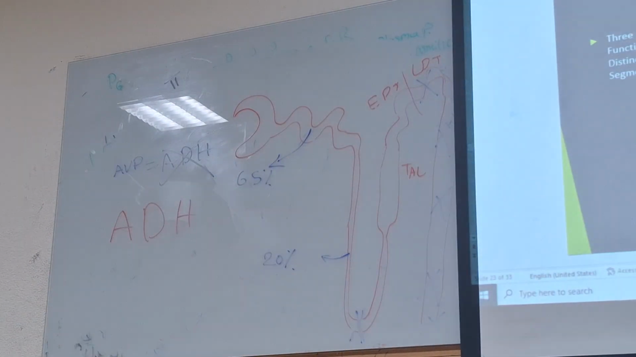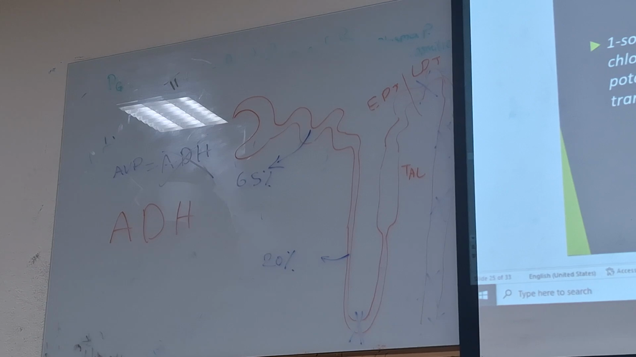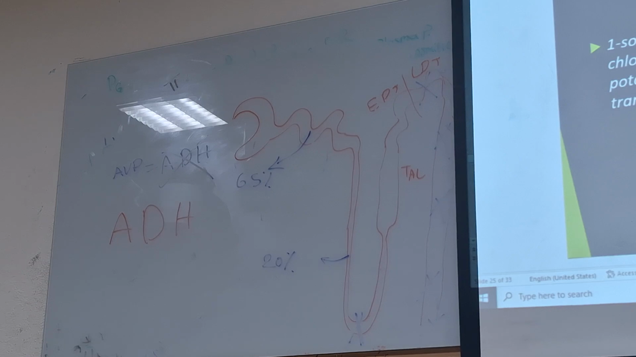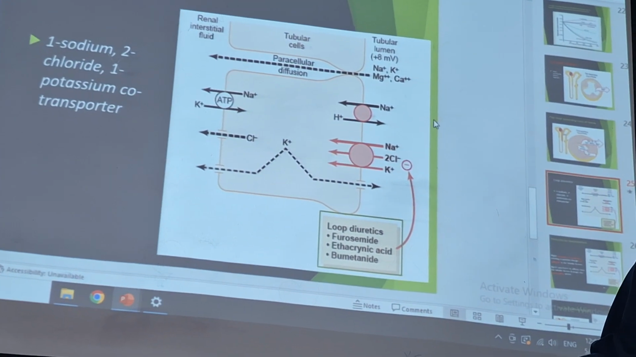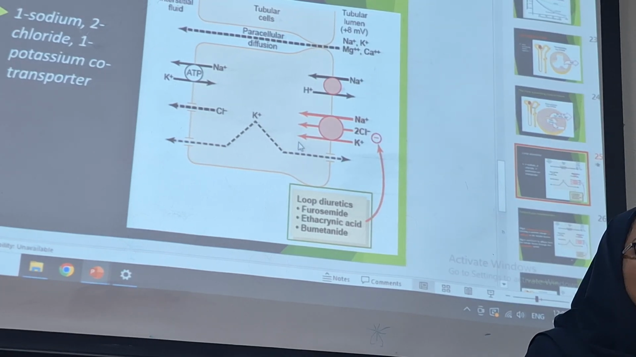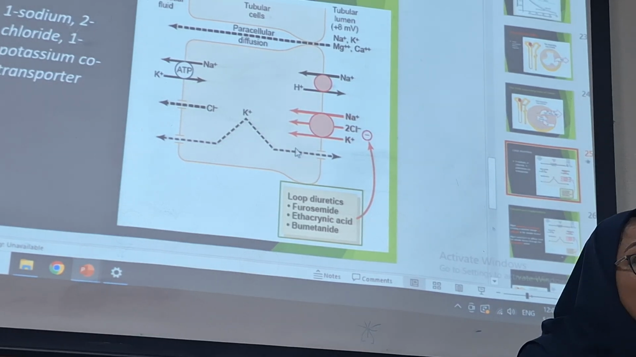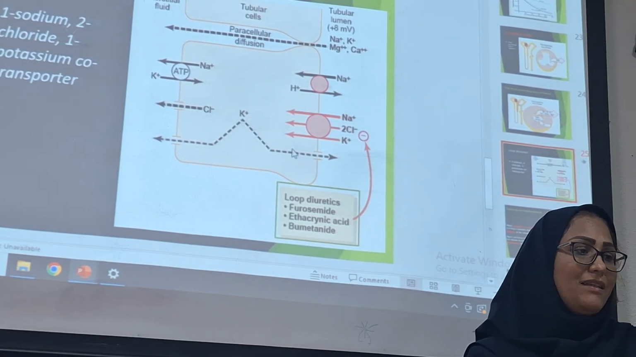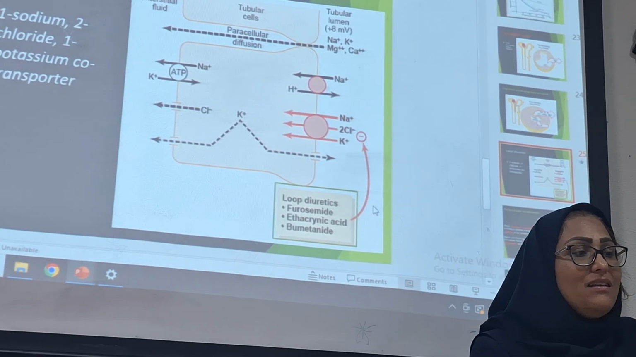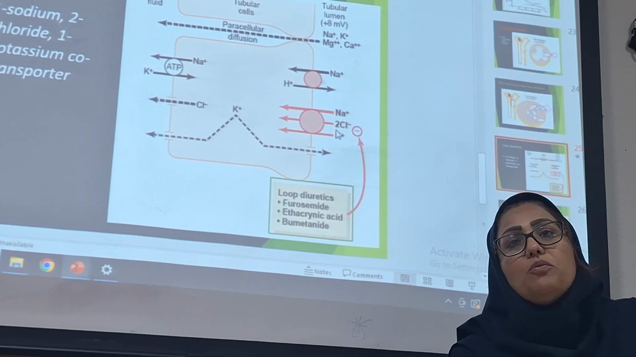Regarding this figure, this slide shows thick ascending limb cells. Apical membrane, basolateral membrane. If I ask you where the sodium potassium 2 chloride cotransporter is found, you have to answer the apical membrane of the thick ascending limb. Got it? Loop diuretics such as furosemide inhibit the sodium potassium 2 chloride transporter.